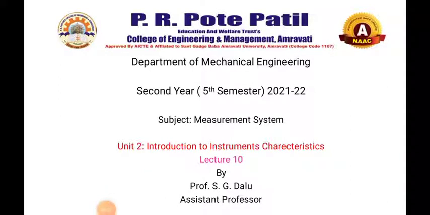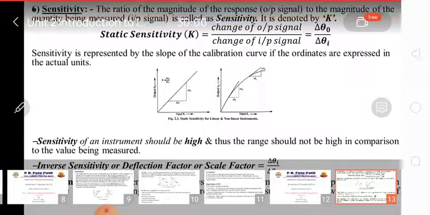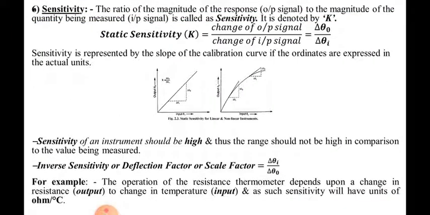Good afternoon, students. This is lecture number 10 of unit number 2, that is Introduction to Instrument Characteristics. Up to the previous lecture we have studied what characteristics are, what static characteristics are, and what dynamic characteristics are. In static characteristics we have studied range, span, calibration, errors, drift, hysteresis, and types of drift. Today we are going to study another static characteristic, that is sensitivity.